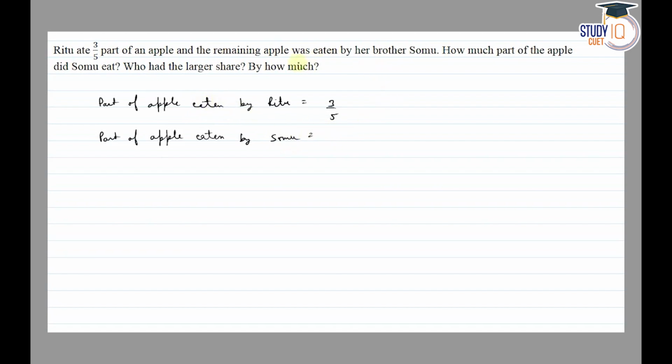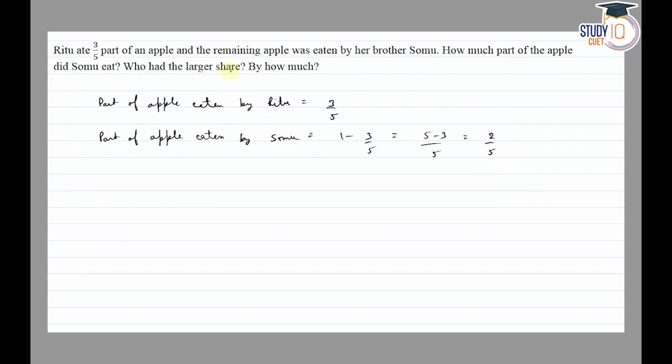So जगह हमारे पास कंप्लीट एक एप्पल था. सो रिमेनिंग पार्ट सोमू ने खाया है. सो 1 minus 3 by 5 is equal to 5 minus 3 by 5 is equal to 2 by 5. Then how much part of the apple did Somu eat? So it's 2 by 5.